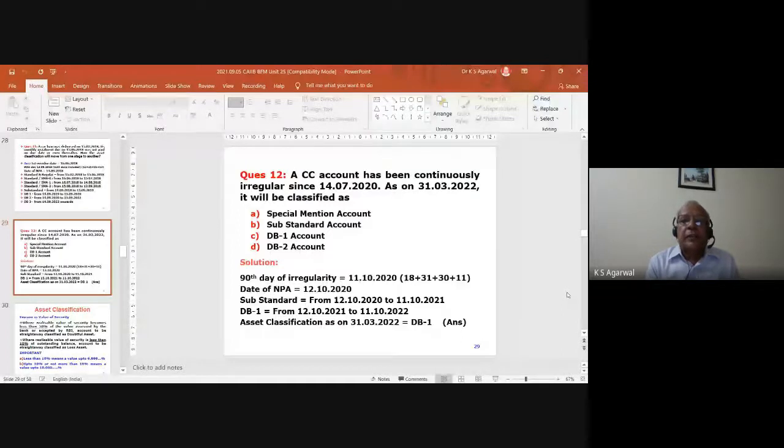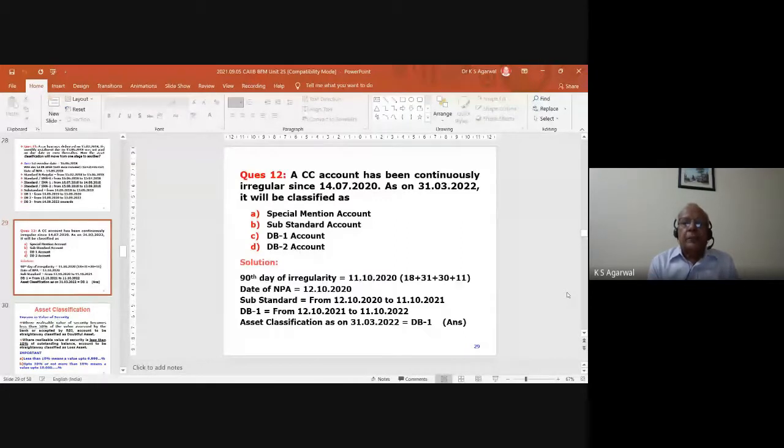Question 12 is, a CC account has been continuously irregular since 14th July 2020. As on 31st March 2022, it will be classified as what? So first we have to calculate the date of NPA. It is continuously irregular since 14 July. So July 18 days, August 31 days, September 30 days, and October 11 days. They add up to 90 days of irregularity. So my date of NPA is 12th October 2020.